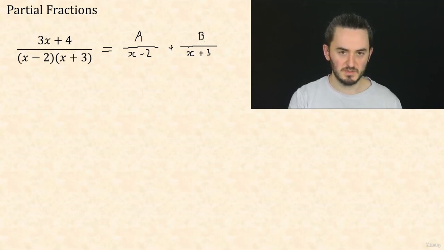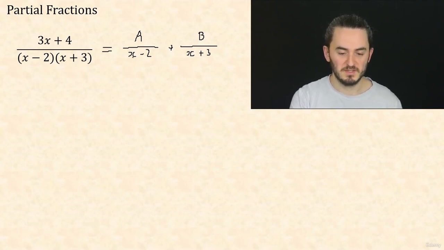We'll come back to this point in more detail later on, but essentially, as long as the order of the top of the fraction is smaller than the order of the bottom, you can always split it up like this. The order just means the biggest power. So the biggest power of x on the top is 1, x to the 1. The biggest power of x on the bottom is 2, because if I expanded this, I'd get a quadratic with an x squared at the front.